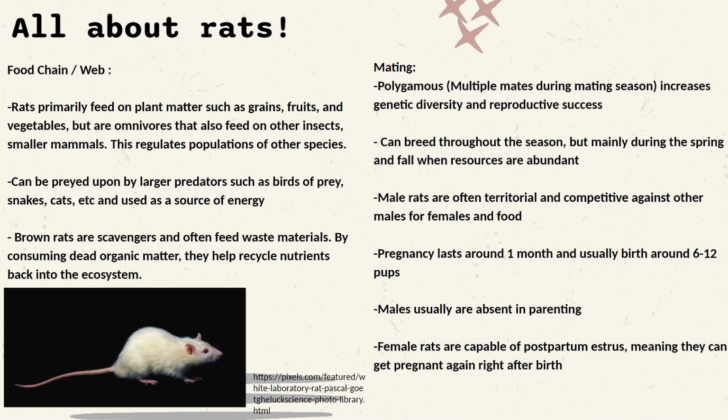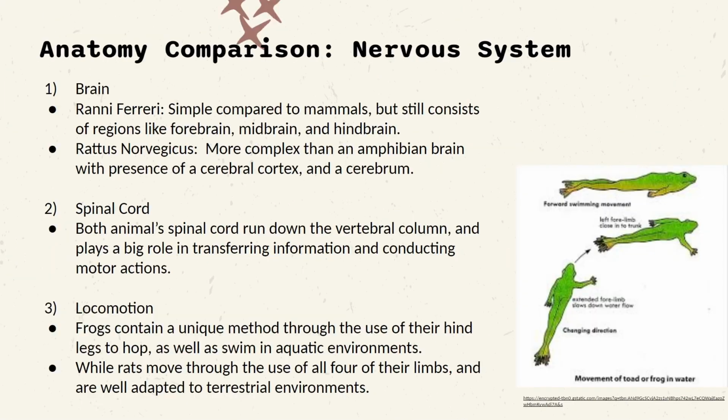Typically, the pregnancy of a female lasts around 1 month, and they usually birth around 6 to 12 pups. And a unique factor is that males are usually absent in this parenting, and female rats are capable of postpartum estrus, meaning that they can get pregnant again right after birth, again attributing to the high population number.